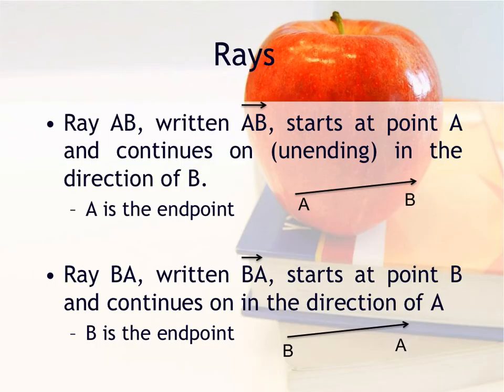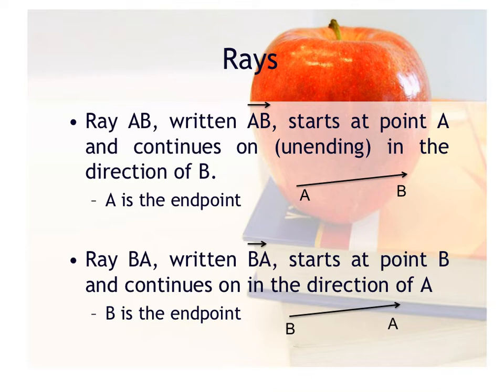Okay, next one. We're going to talk about rays. For rays, the order is important. So the first letter we read is the starting point, and then where it continues to would be the second letter. So ray AB would be written as capital A, capital B, with an arrow on top, which is the symbol for a ray. It starts at point A, the first letter, and continues unending in the direction of B. Now, if it were the other way around, starting at B with the arrow going toward A, you write it as ray capital B, capital A. Again, you need to indicate the appropriate picture on top of the capital letters.